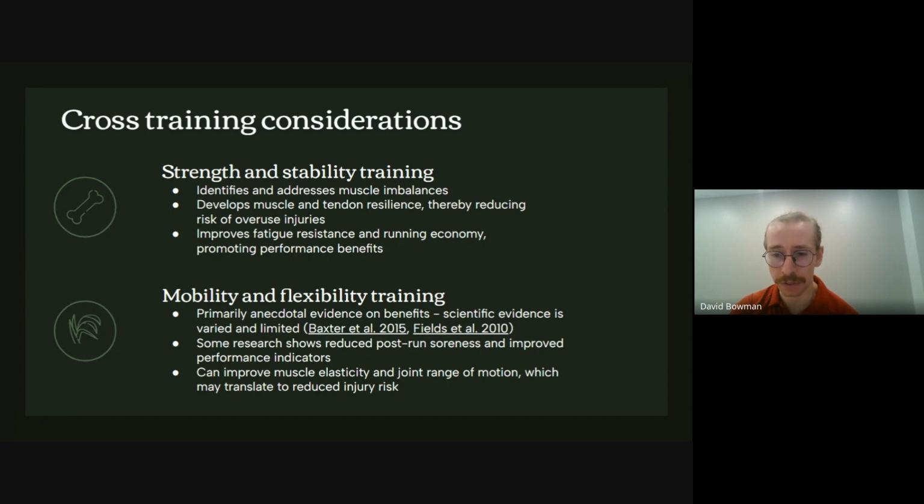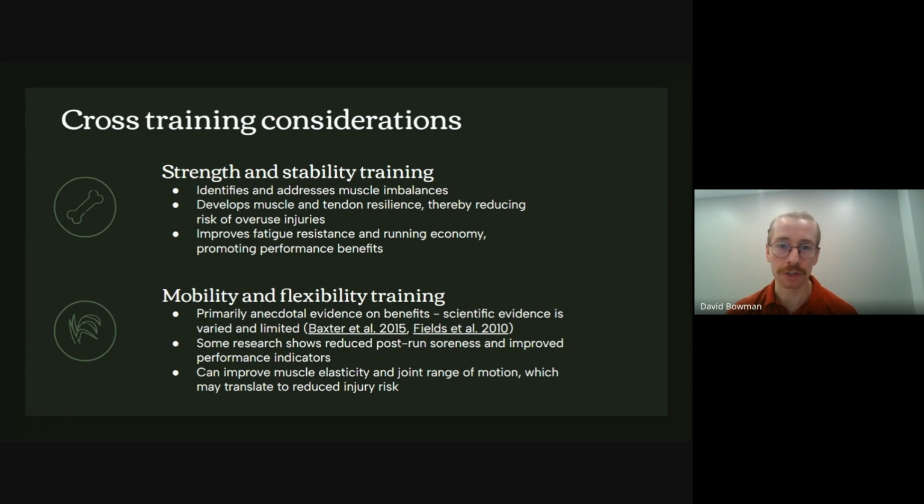It's going to be something that helps us with identifying and addressing different muscle imbalances, and it's going to be a great tool for developing muscle and tendon resilience. And what this means is that we might be less likely to have an overuse injury over time because these tissues are stronger. It's also been demonstrated to improve our fatigue resistance and promote overall running economy, or our efficiency when we're running, which can have performance benefits for folks who are interested in that.